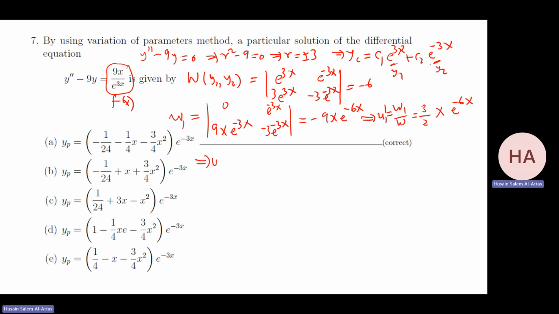U1 will be what? The integral of this. Yeah, there is a minus sign, don't forget it. Is there a minus sign? Yes, because it's 0 minus that. Okay, the integral of x e^(minus 6x) dx. Can do it by the tabular method. Minus 3 over 2 x e^(minus 6x), minus 3 over 2, 0.